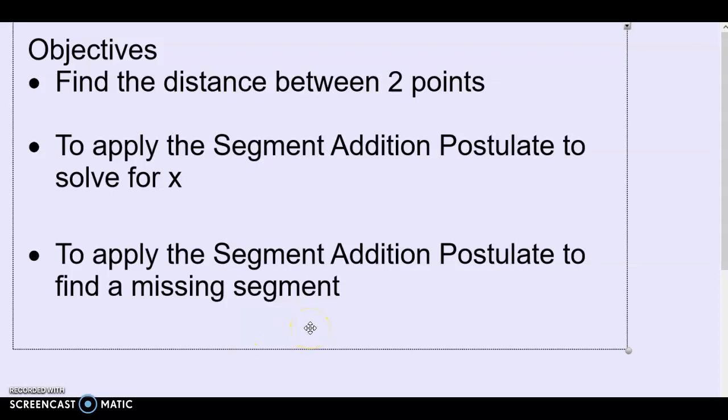Welcome to our video on lesson 1.2, segment addition. Objectives: to find the distance between 2 points, to apply the segment addition postulate to solve for x, and to apply the segment addition postulate to find a missing segment.